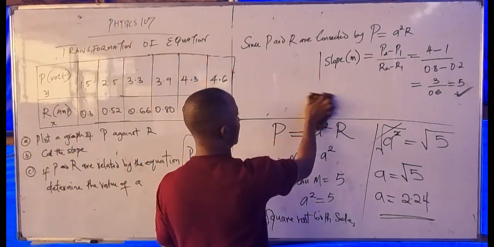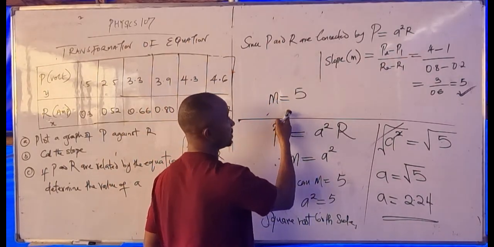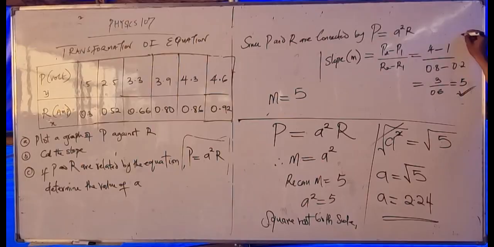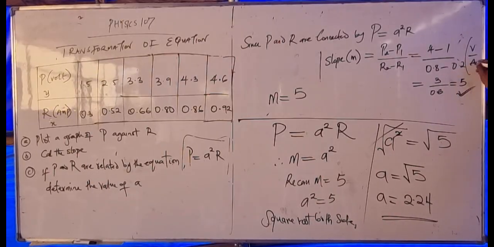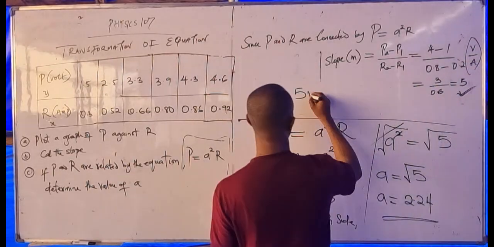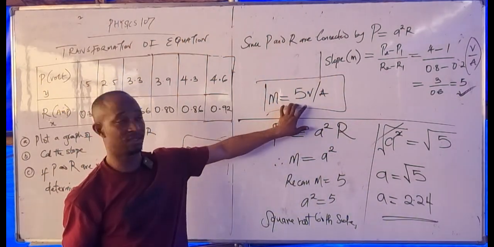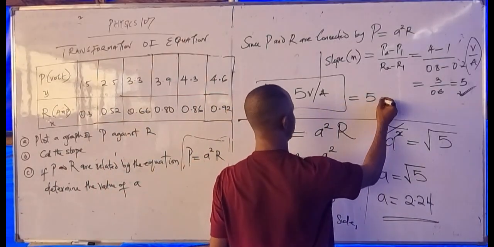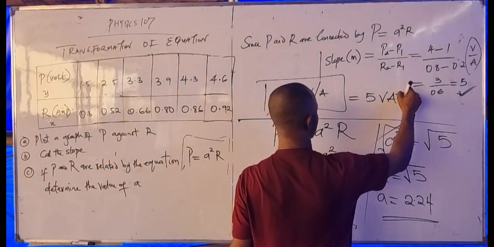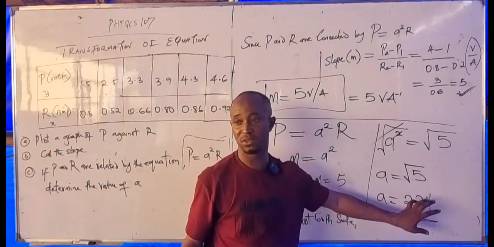Let me correct something here. Listen, please. Our slope is 5, right? This slope has a unit. Hope you are aware. A graph of P against R. P is in volts, R is in amperes. What's our unit here? Volt per ampere. Are you getting the gist here? Your slope has a unit in volt per ampere. Or you can say 5 volts ampere raised to minus 1. Please take note. But the value of your A is 2.24.